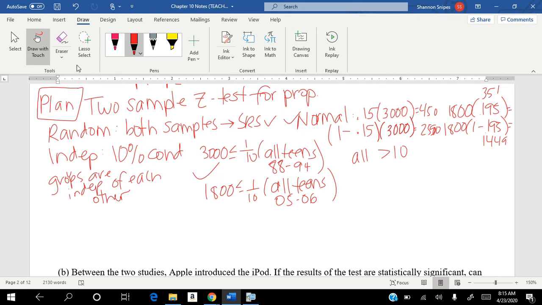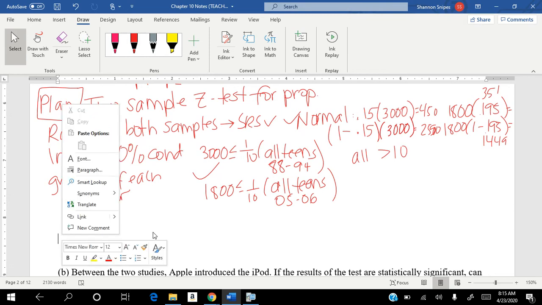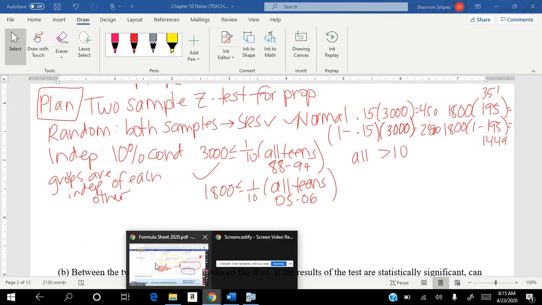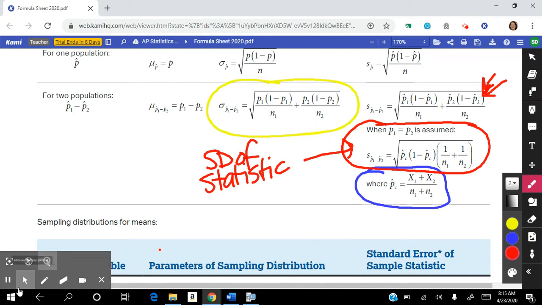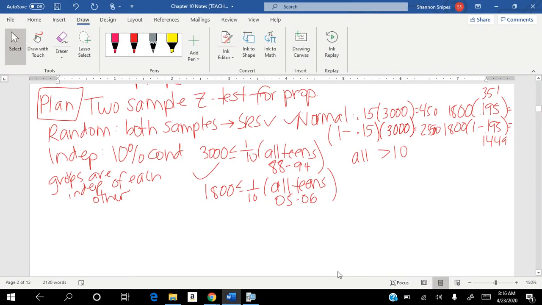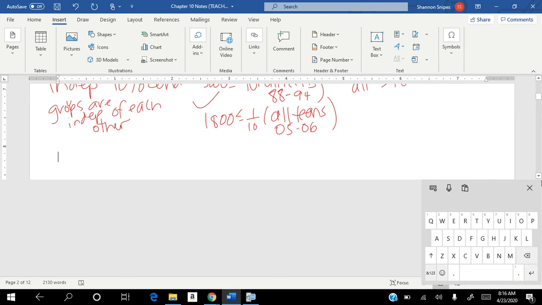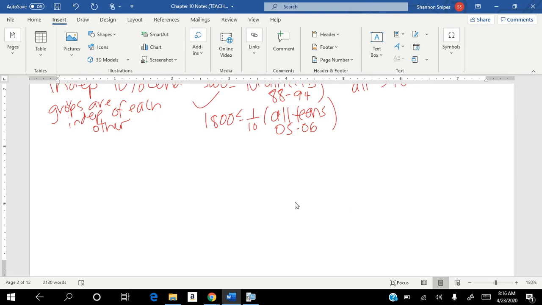Okay, so I need to give myself some more room, which of course is why I am doing this on Word. I'll pause this for just a second. Okay, do. What you doing here?